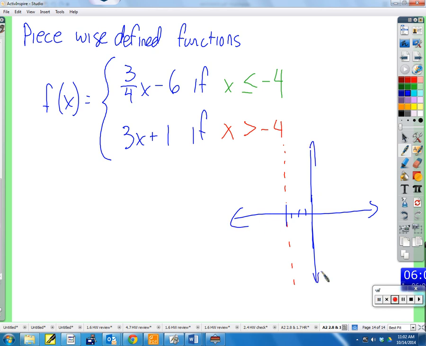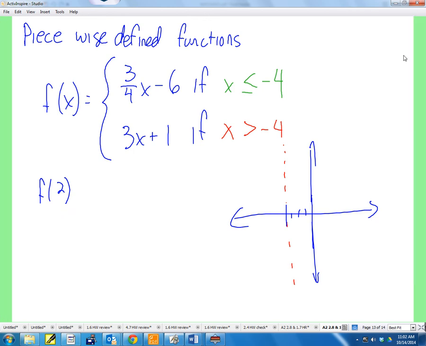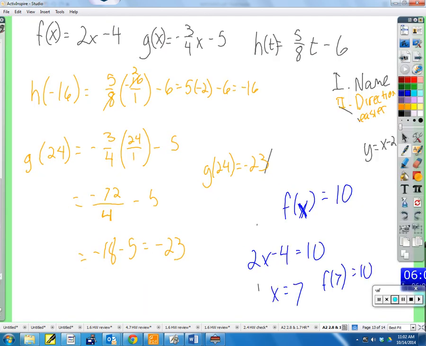Okay, so before we graph it, let's start off easy. Let me just ask you this: f of 2. On this screen, if I said f of 2, you would just go look at the function f and put 2 right in there. That'd be it.